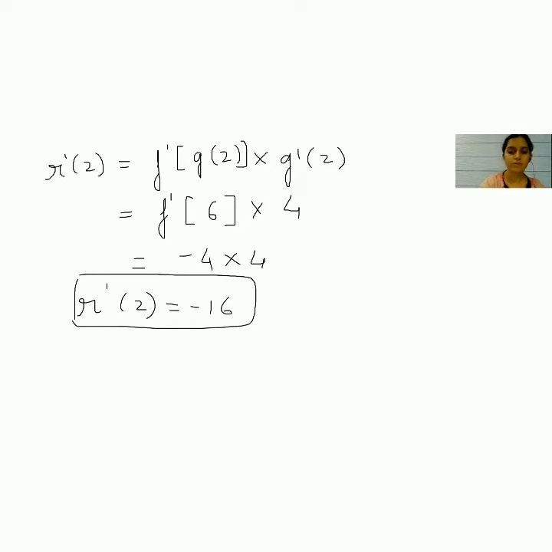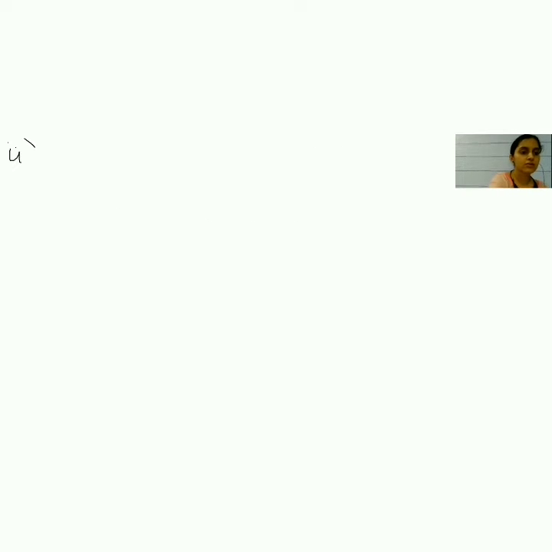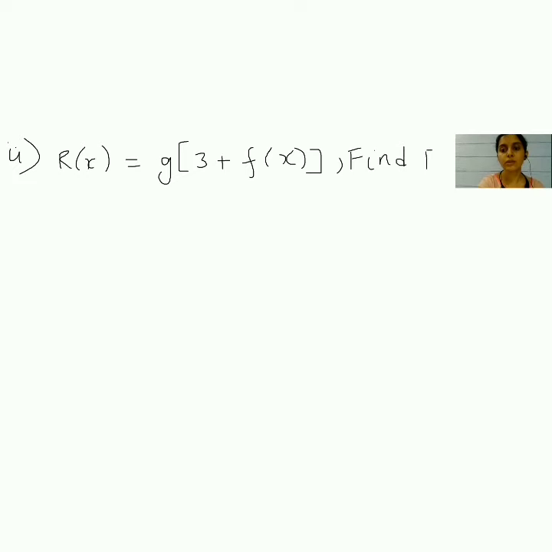I'll just solve one more of this type so that you know how to do this question. Okay, second one says, if function r of x is equal to g of 3 plus f of x, find r dash of 4. Again, we have to find a derivative value. So first we take down the function r of x.